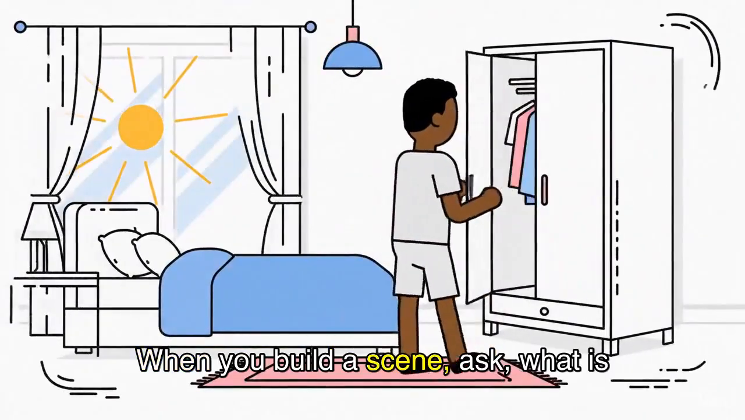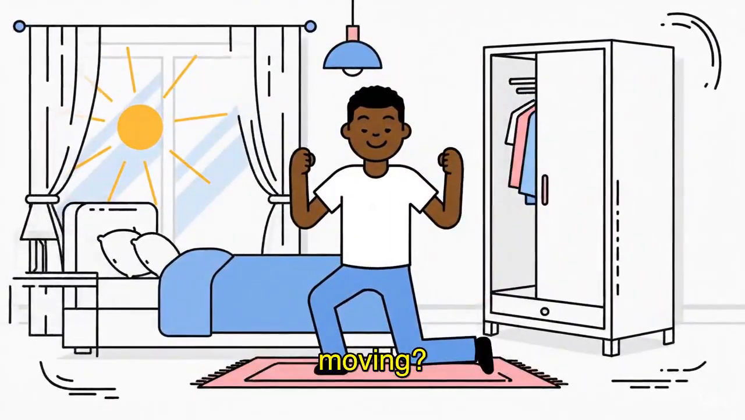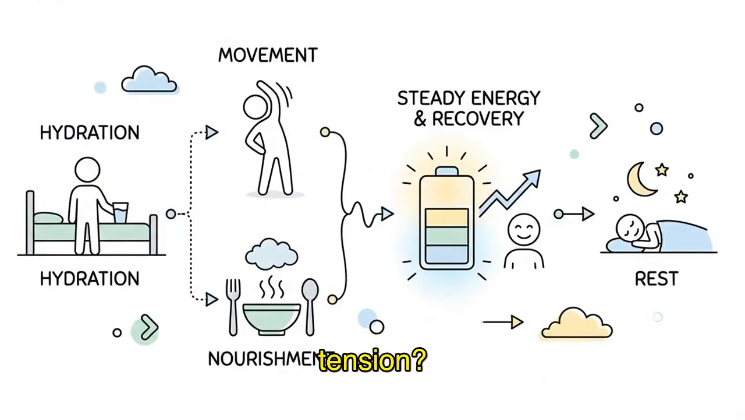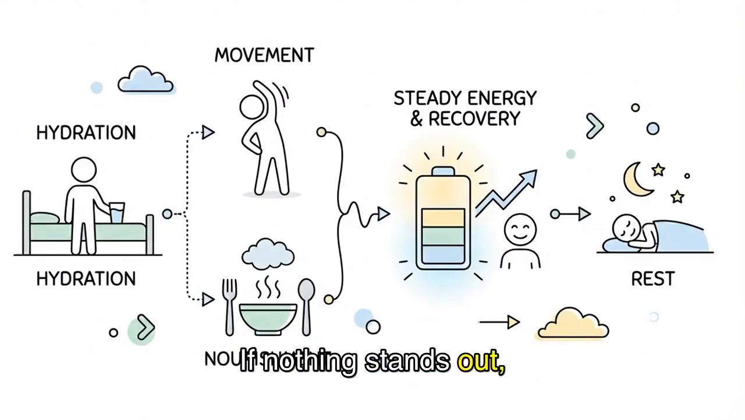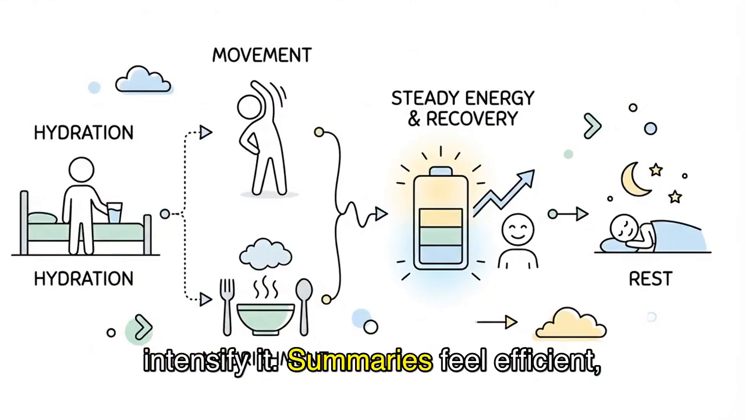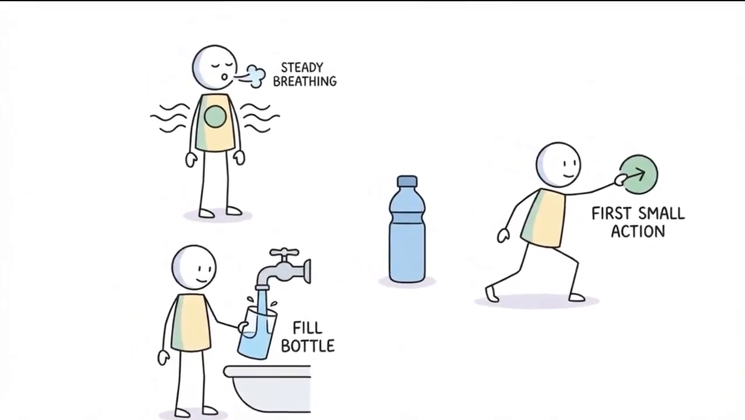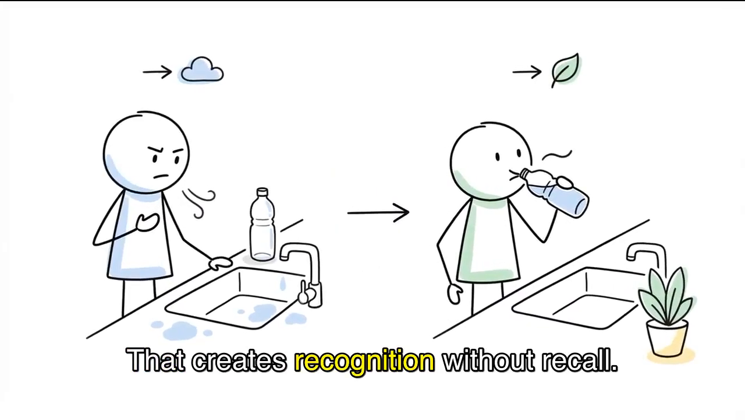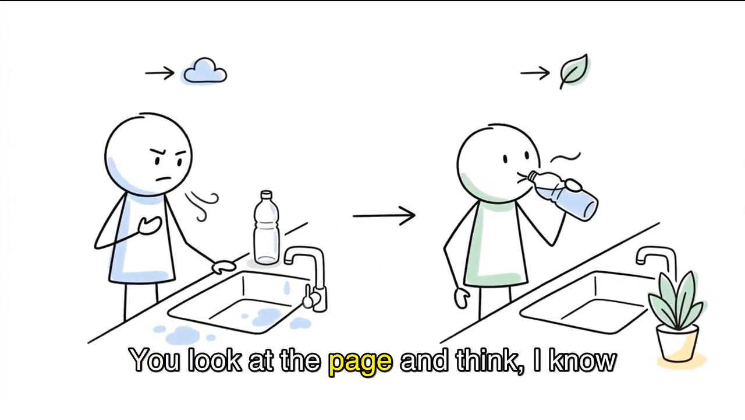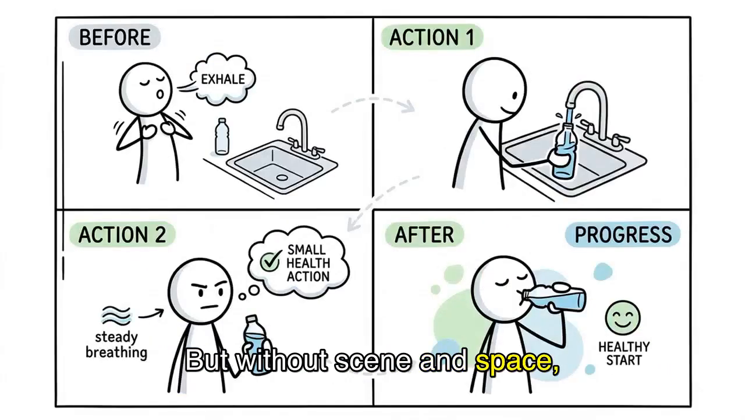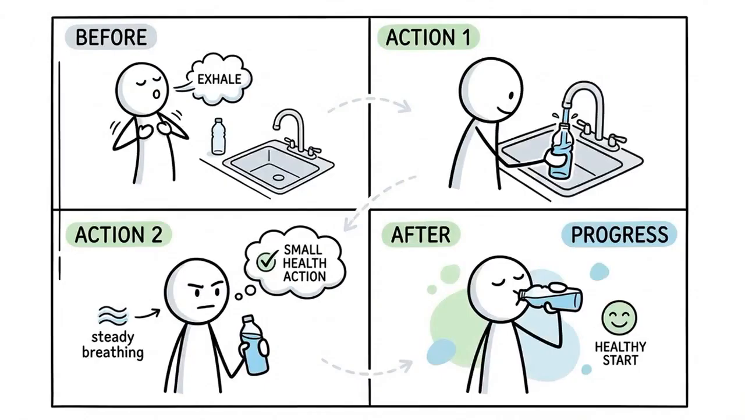When you build a scene, ask, what is moving? What is surprising? Where is the tension? If nothing stands out, intensify it. Summaries feel efficient, but they remove motion and emotion. That creates recognition without recall. You look at the page and think, I know this, but without scene and space, there's nothing to walk through.